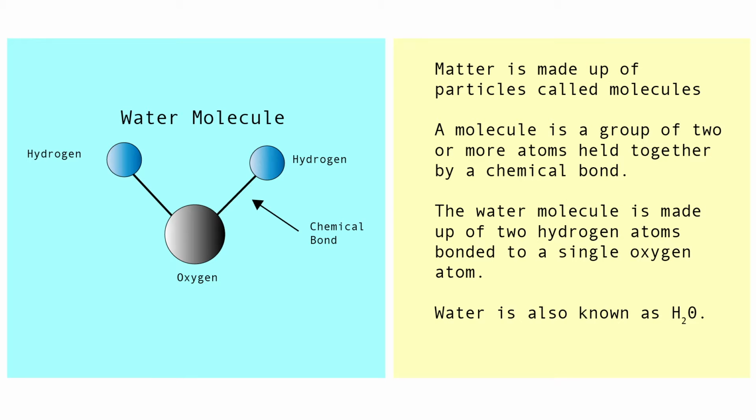Everything that you can touch or see is made up of matter. Matter is made up of molecules. A molecule is a group of two or more atoms held together by a chemical bond. Water is also known as H2O. This means it's made up of two hydrogen atoms and one oxygen atom in a molecule.